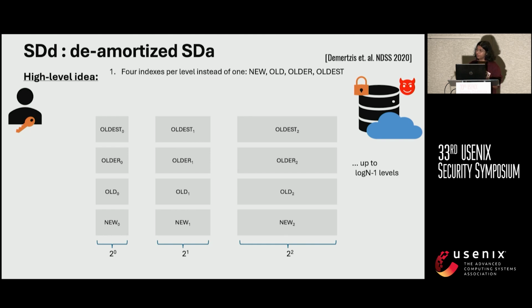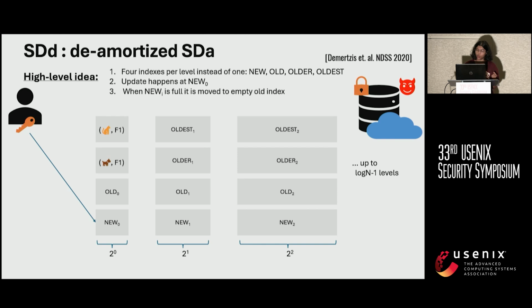So now we have 4 indexes per index level instead of 1, namely new, old, older, and oldest. Whenever an update occurs, it is stored in new 0. Whenever the new index of any index level is full, its entries are moved to one of the empty old indexes. And whenever oldest and older of any index level are full, they are merged together and moved to the new index of the next index level. So basically everything boils down to, again, merging 2 equal-sized indexes and creating an index of double the size.